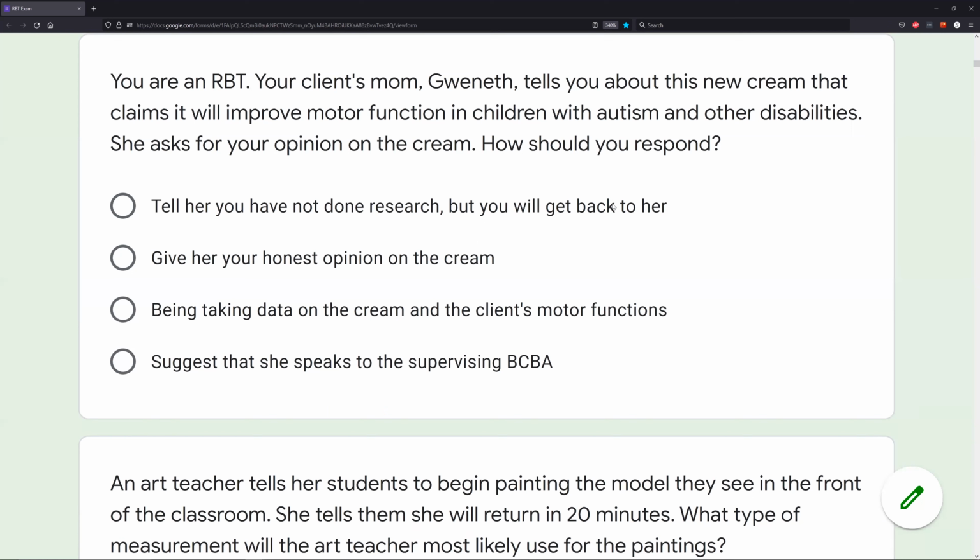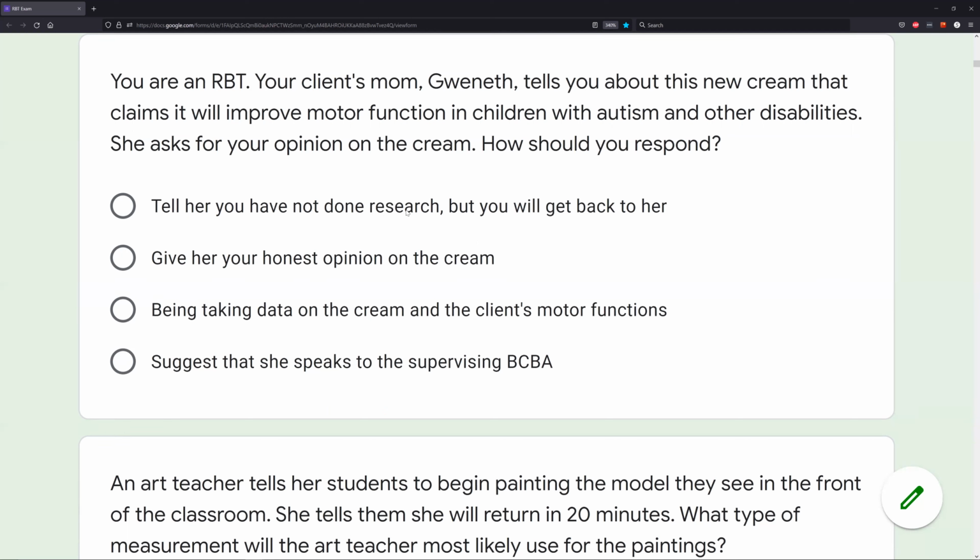The supervising BCBA, okay? So even if your heart's in the right place, even if you're an expert on this cream or this intervention, you don't want to be in a position where something you say causes something else to go wrong, okay? Again, we're trying to adhere to a black and white code from the ethics code in these situations. So how should you respond if you're asked this question?